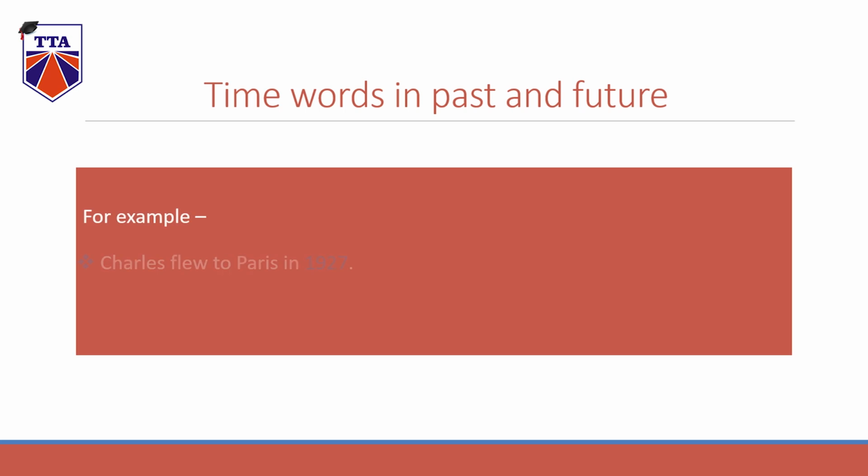For example, Charles flew to Paris in 1927. So you can see for the past year 1927 we have used in. Charles flew to Paris in 1927. Let's have a look at another example. Tom went to India yesterday. So yesterday has been used as the time word and it depicts past.